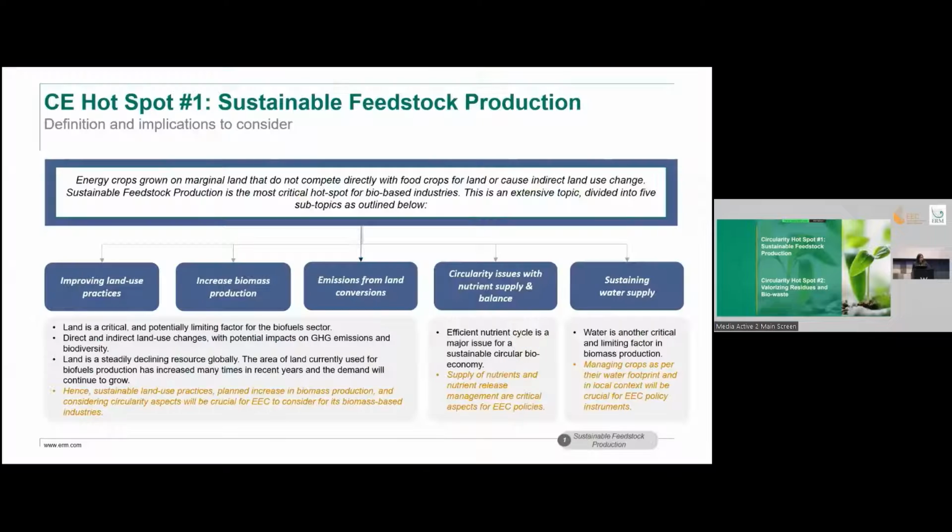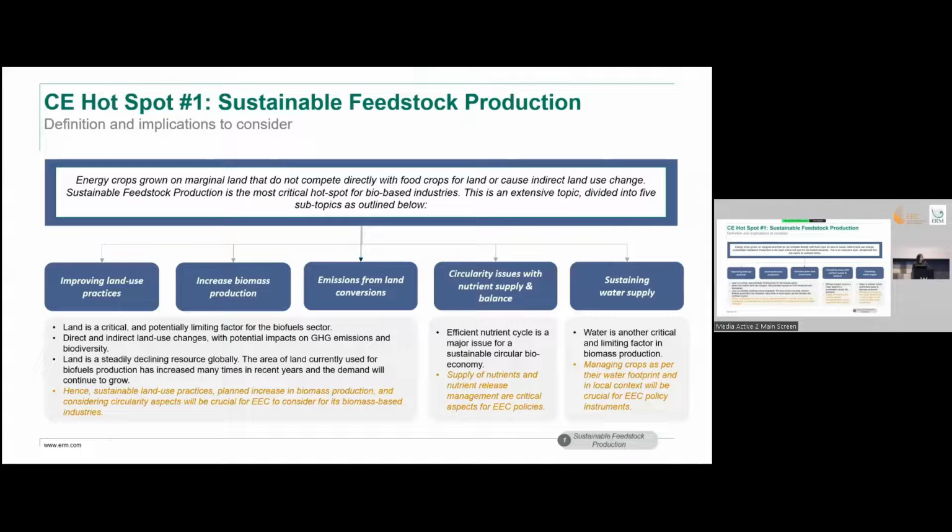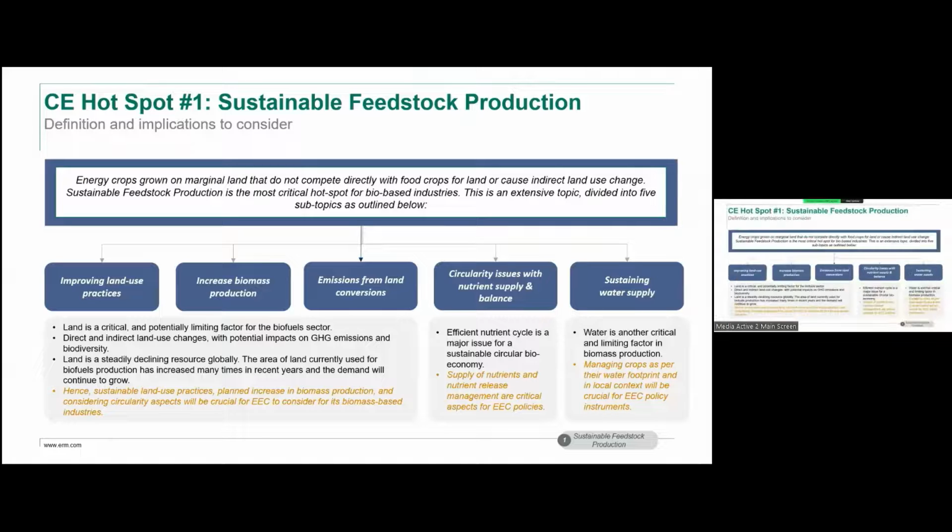Moving on to the first part, which is sustainable feedstock production. Sustainable feedstock production is a pretty big term. It essentially means energy crops that are grown on lands that do not compete for land use and do not have a negative impact on the land use practices. So that's essentially what is meant by sustainable feedstock production.